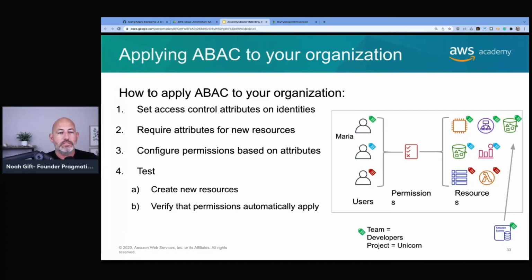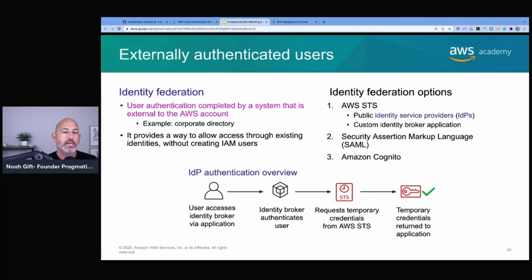So how would you do this in your organization? What you would do is apply ABAC to your organization by setting access control attributes on identities, requiring attributes for new resources, configuring permissions based on attributes, and also testing new resources or verifying that permissions automatically apply.